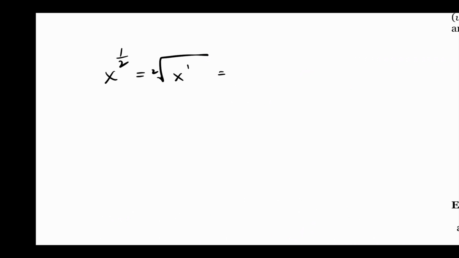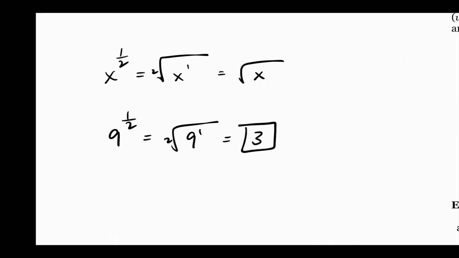And then the two on the outside. Do we have to write that? No, it's just the square root, right? It means square root. So x to the 1/2 power just means the square root of x. Let me give you another example. 9 to the 1/2 power. What that means is 9 to the first, square root. Well, 9 to the first is just 9, right? What is the square root of 9? 3. So 9 to the 1/2 is another way of saying just the square root of 9.